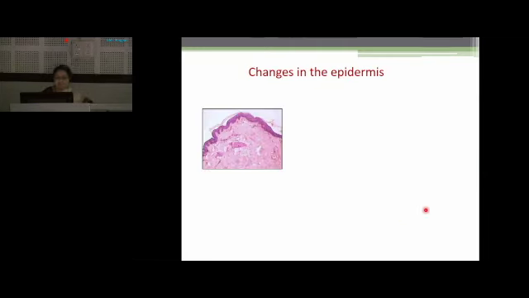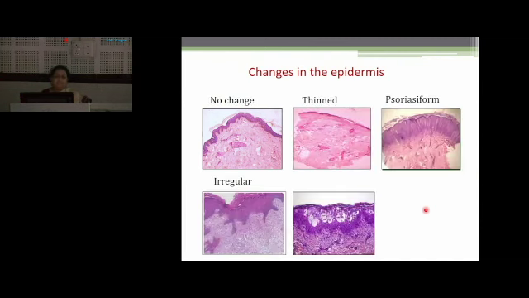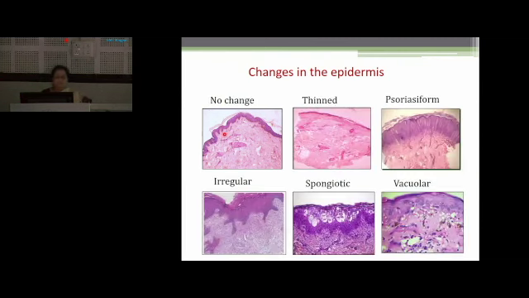Now coming to changes in the epidermis. Epidermis may remain normal, so it is unremarkable epidermis. It may be thin with loss of rete ridges, as we can see in morphea or lepromatous leprosy. It can be hyperplastic, and that hyperplasia can be regular, called psoriasiform, or it can be irregular hyperplasia. It can be spongiotic, that is intraepidermal presence of vacuoles and edema in between keratinocytes, and vacuolar, that is basal cell layer vacuolar change.